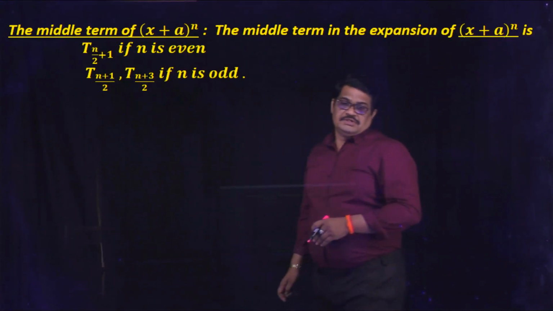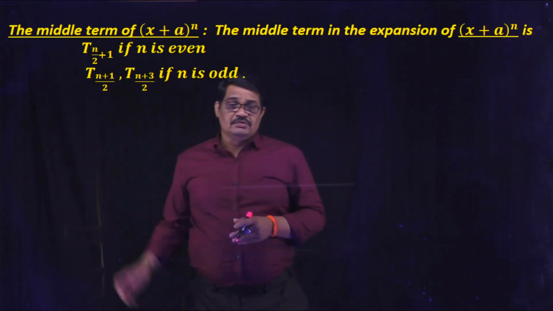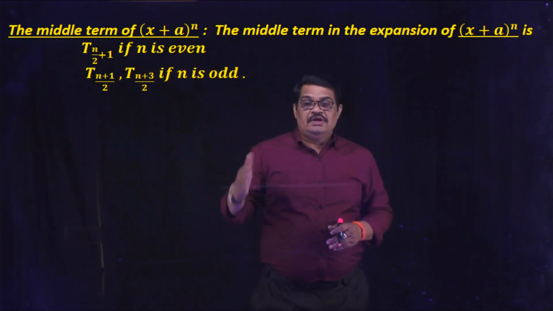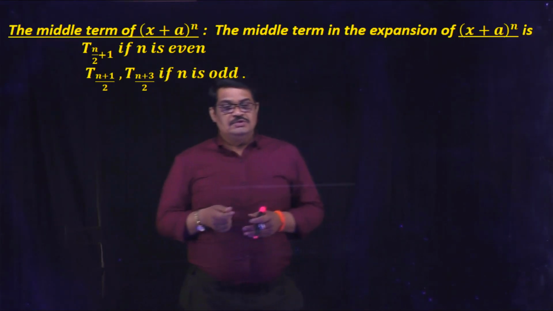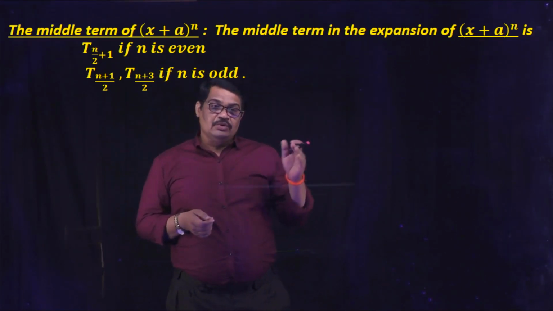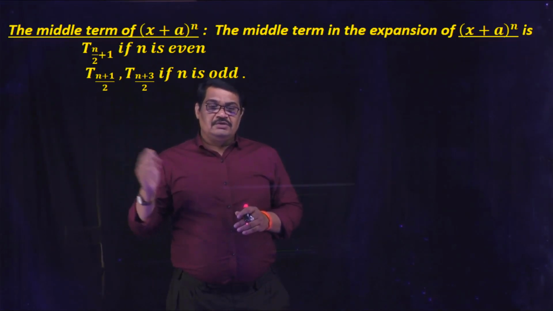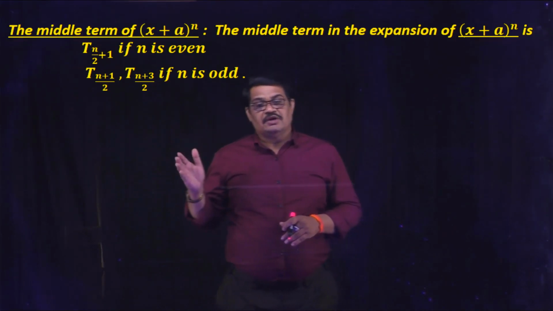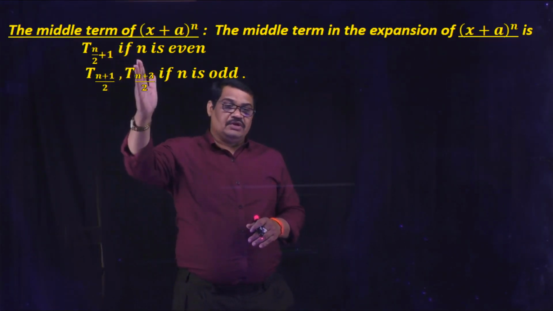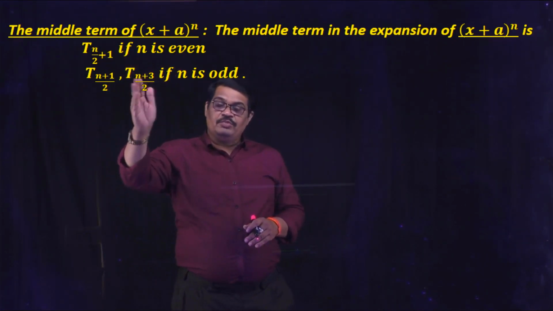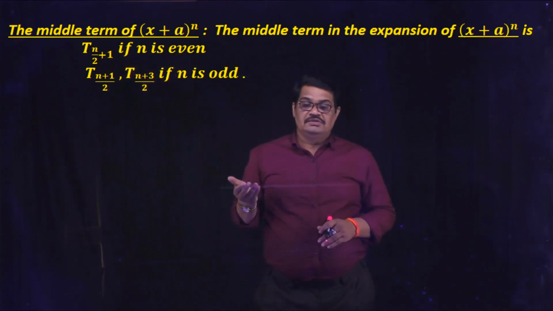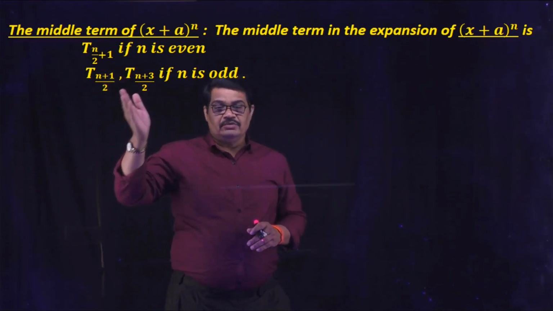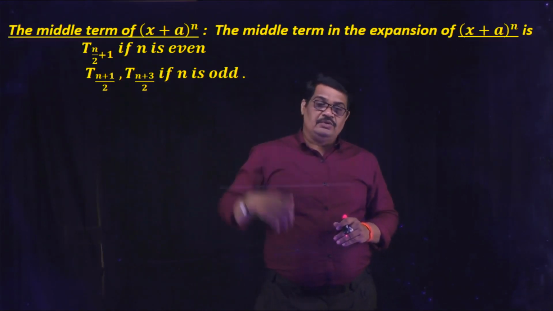Okay. Next, see the concept of the middle term of (x plus a) whole to the power of n. In that expansion, what is the middle term? The middle term in the expansion of (x plus a) whole power n has two cases. If n is even, then the middle term is T n by 2 plus 1. If n is odd, then there are two middle terms. These are T (n plus 1) by 2 and T (n plus 3) by 2.